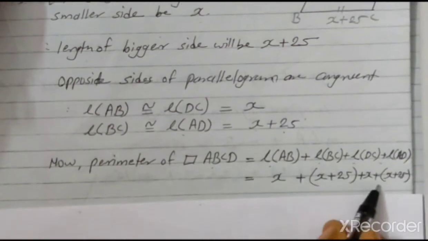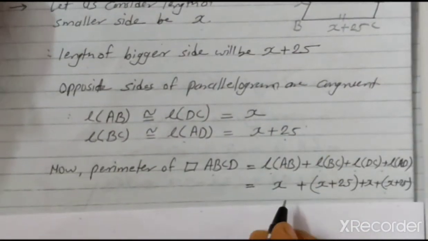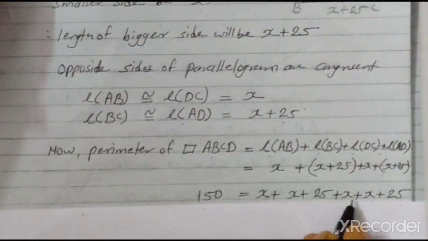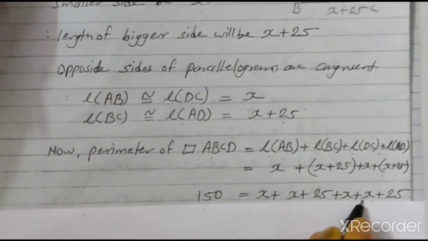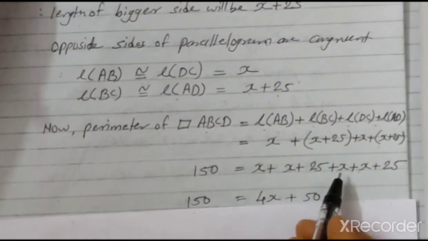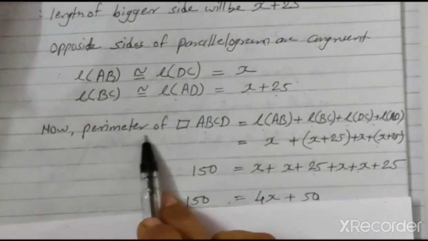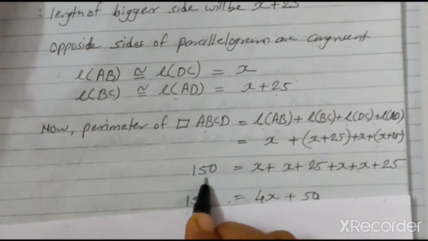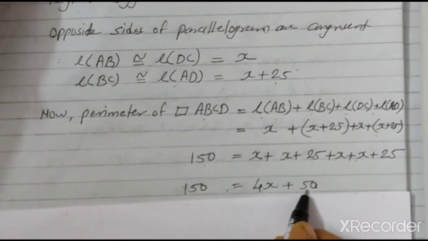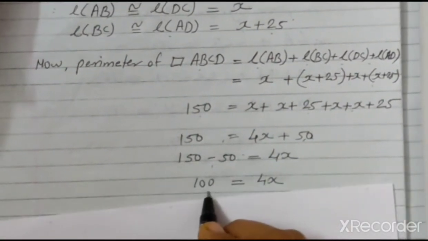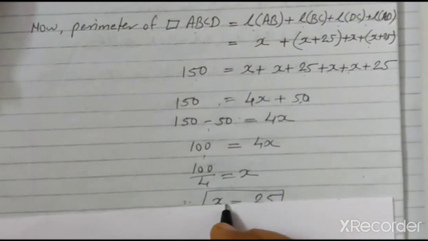Here I substitute these values from this figure, and after solving, here x plus x plus x plus x, 4 times x, therefore 4x, and 25 plus 25, 50. Take this 50 to the other hand side. Here the perimeter is given 150 centimeter. So when you take this 50 to the other hand side, it will become minus, and its subtraction is 100. After solving, we will get the value of x is equal to 25.